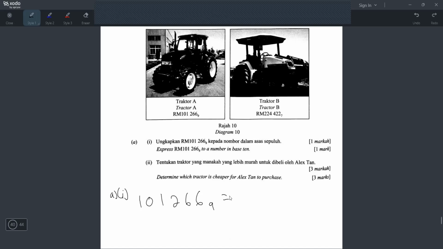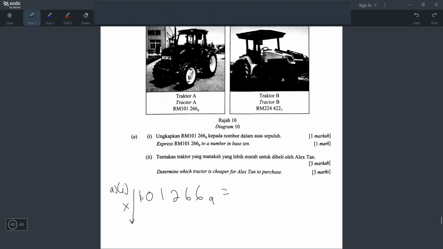Okay, remember, if you're changing a smaller base to base 10, you will use the times method. But if you are changing from base 10 to a smaller base, then you use the divide method where you write the remainder beside. Okay, this one you have to guna cara darab, but before that, you have to write down the place value for all the digits.